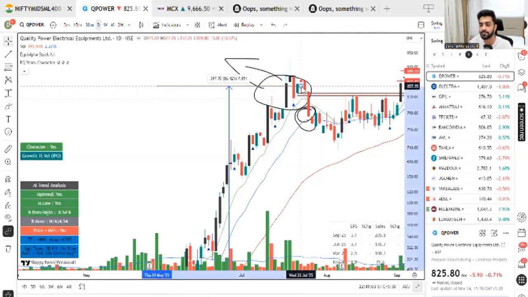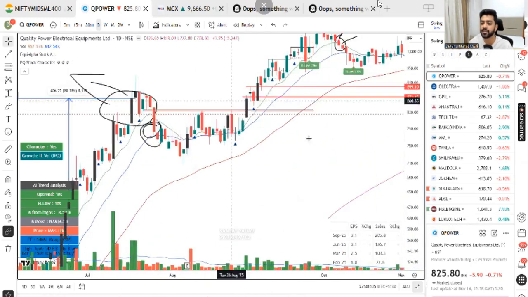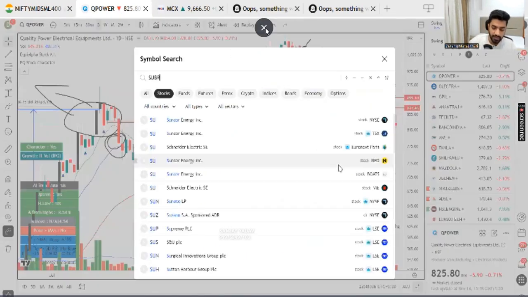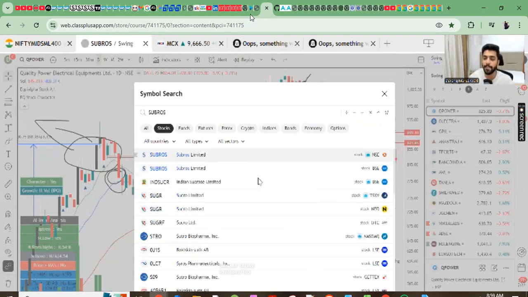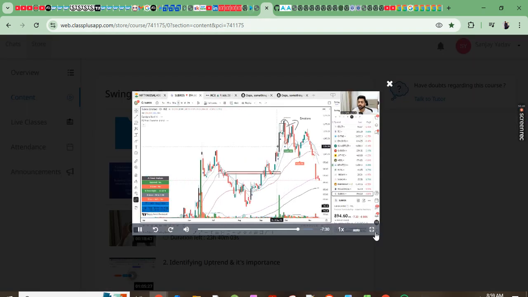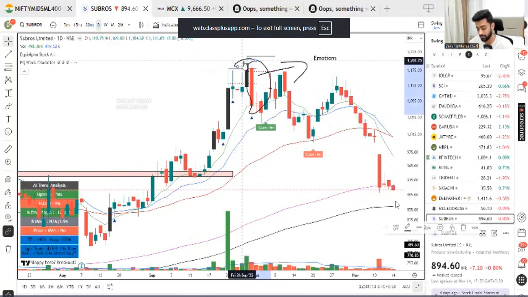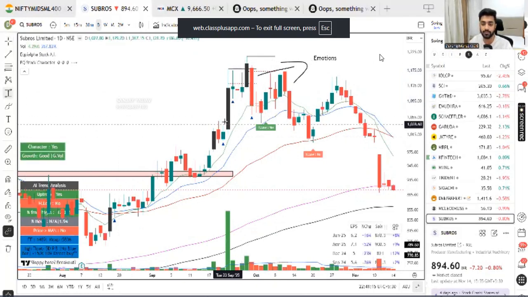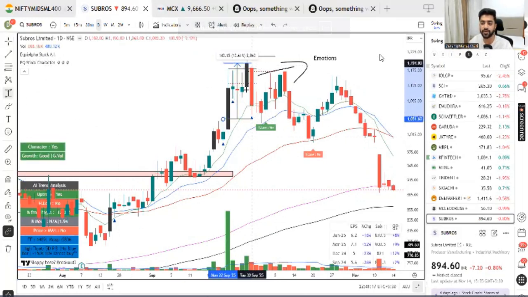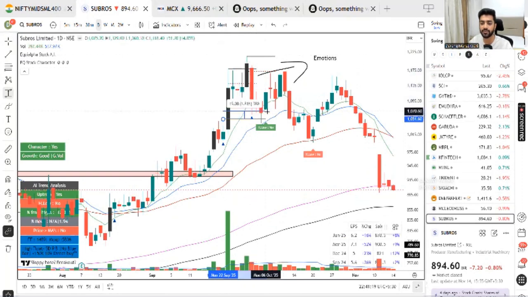Sometimes it can be like this, sometimes it can be like Subros, sometimes it can directly hit stop loss. So every scenario you should know how to handle. So here you can then exit up here.